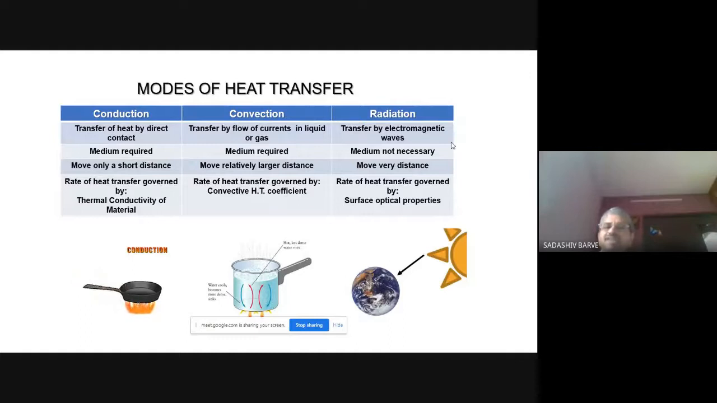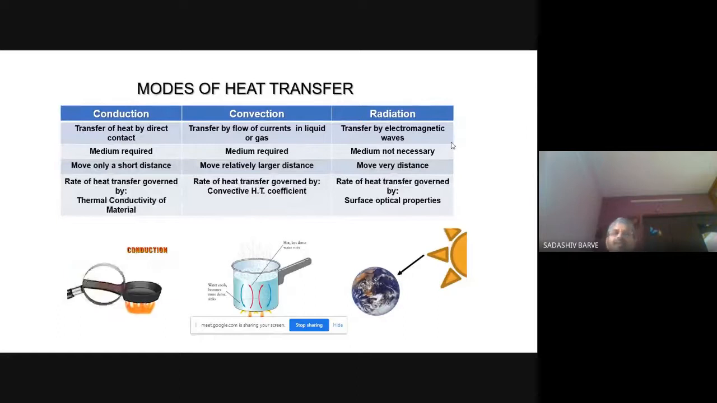The only thing is, as you move farther and farther from the sun, its intensity keeps reducing. The rate of heat transfer is governed by surface optical properties. For example, the body or surface that we are holding outside in front of the sun, its optical properties will decide what quantity or portion of energy will be absorbed by the object.